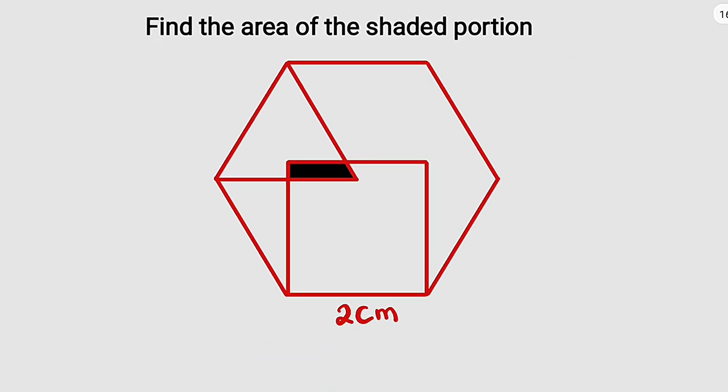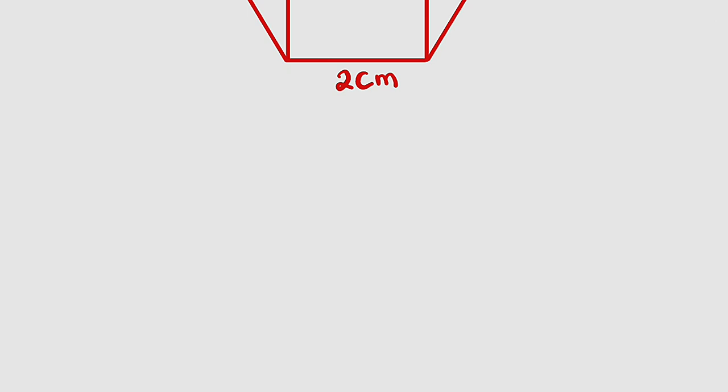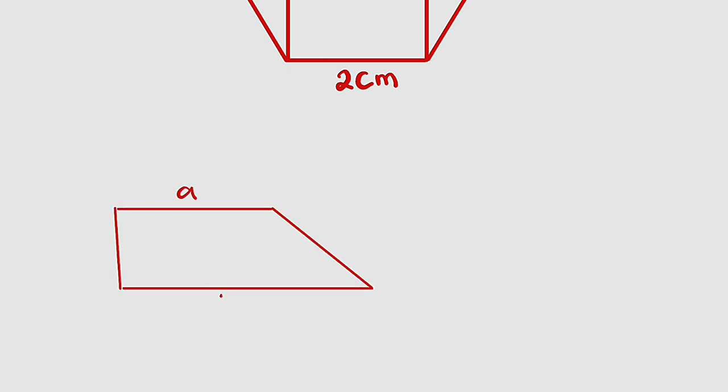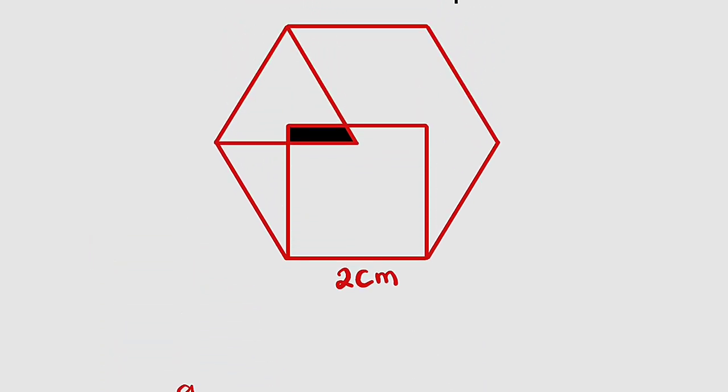So this is a trapezoid, and we know the formula, right? 1 divided by 2 multiplied by the sum of the parallel sides multiplied by h. So let me draw the trapezoid here. So this is the trapezoid. This is A, this is B, and this is H. And the formula area is equal to 1 divided by 2 multiplied by A plus B multiplied by H. And therefore we need to find A, B, and H. All right, let's go back to our diagram.